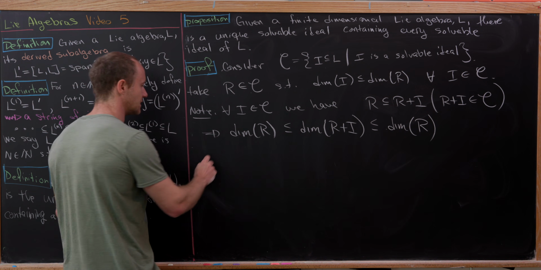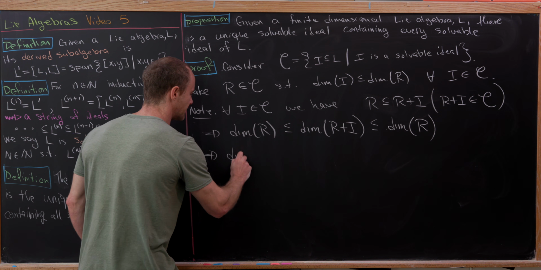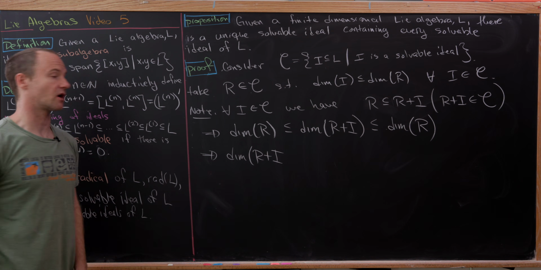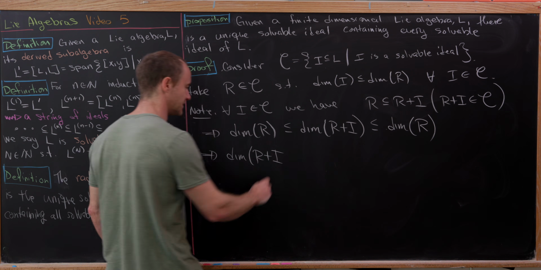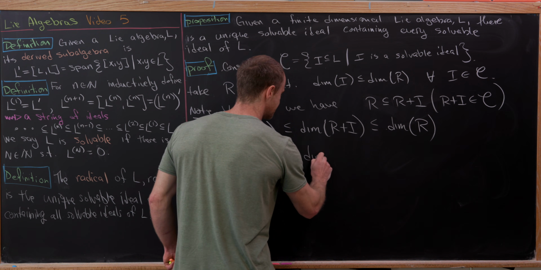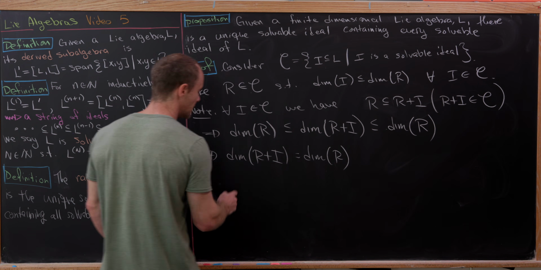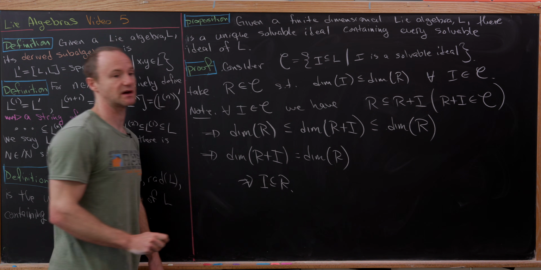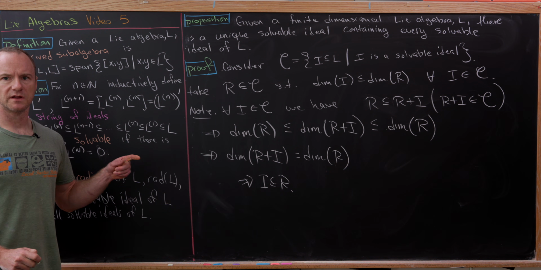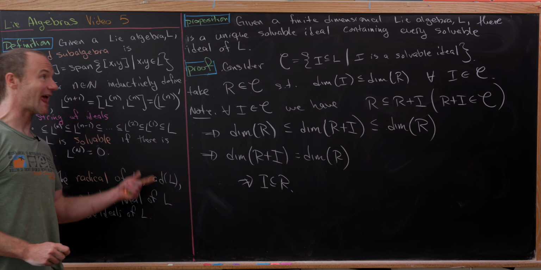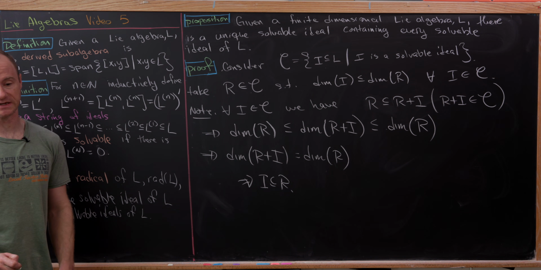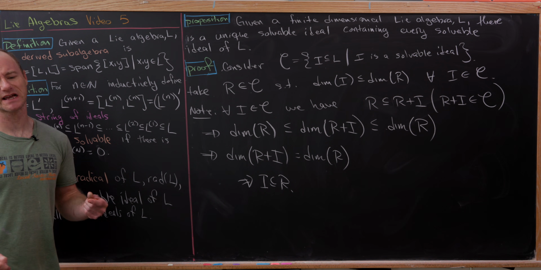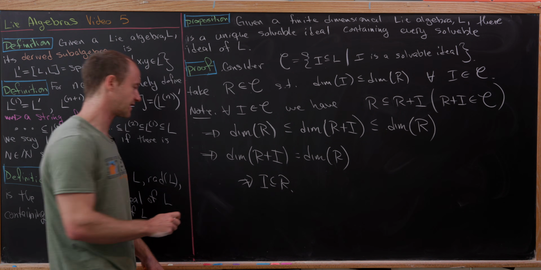But what does that mean? That means that we have equality of dimensions here because we've pinned the dimension of R plus I between two copies of the dimension of R. So here we have this is the dimension of R. But that's only possible if I is a subspace of R. Okay, so that shows that R contains every solvable ideal, but it doesn't show that it's unique, but it's actually pretty easy to show that it's unique.